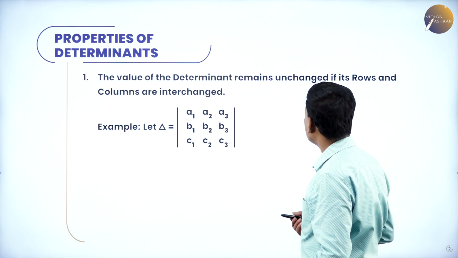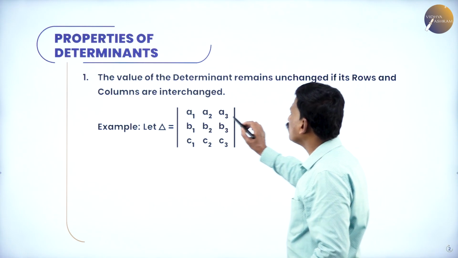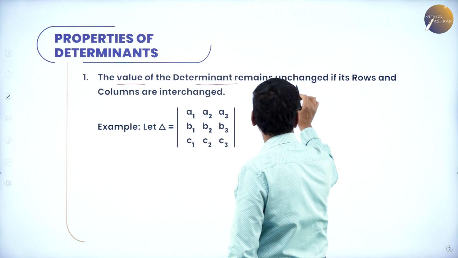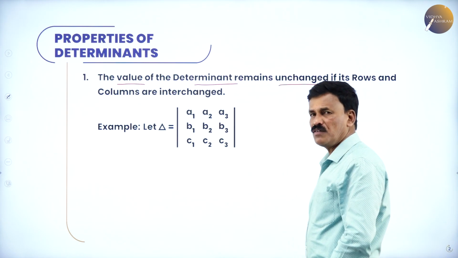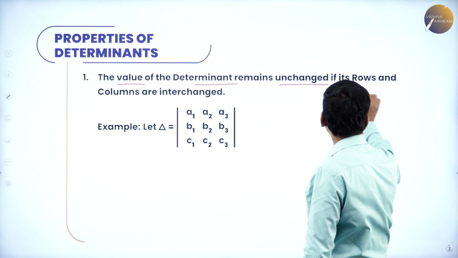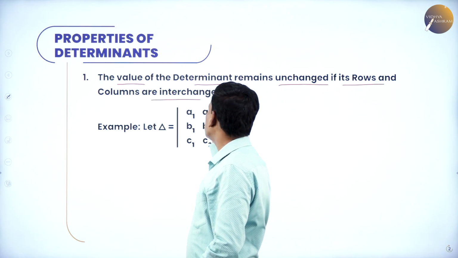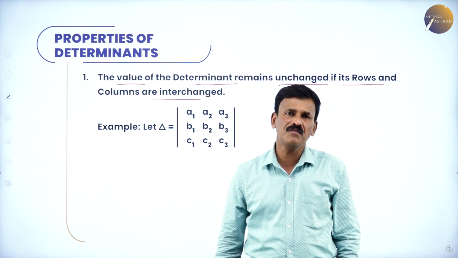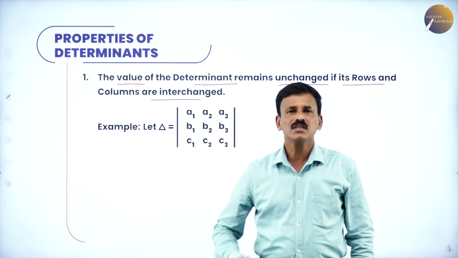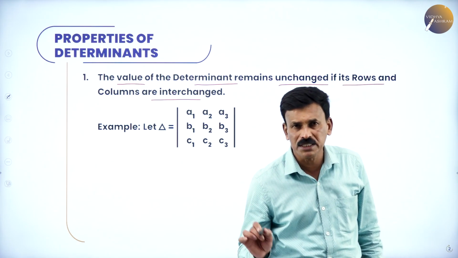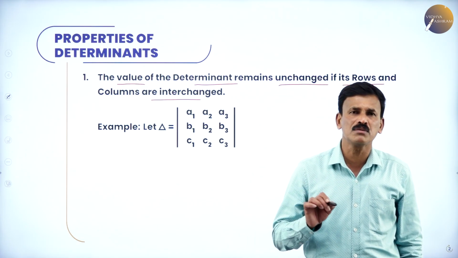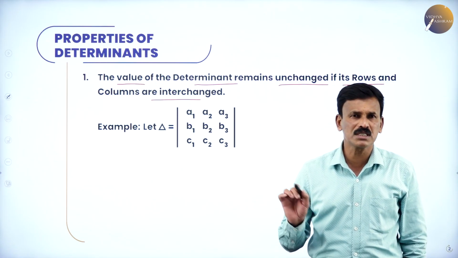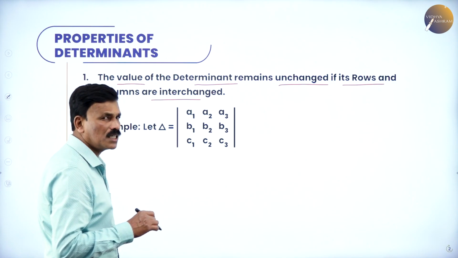Property number 1 states that the value of a determinant remains unchanged if its rows and columns are interchanged. If the columns and rows are interchanged, then the value of a determinant will remain the same. The value of a determinant is not altered when it is transposed. So let us consider an example.